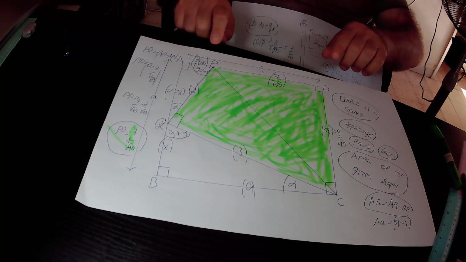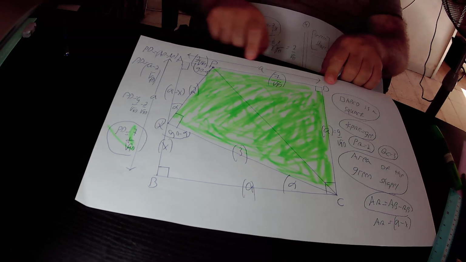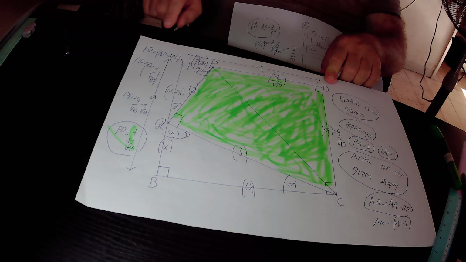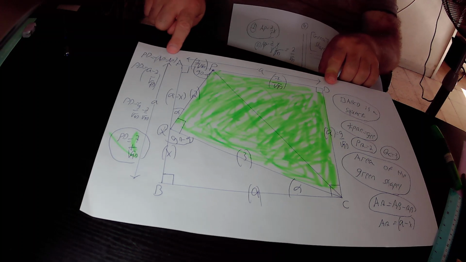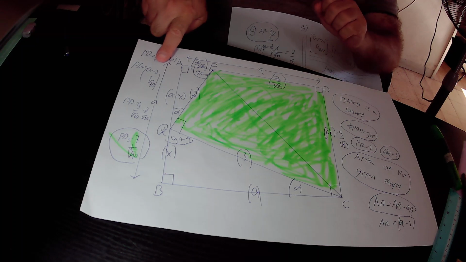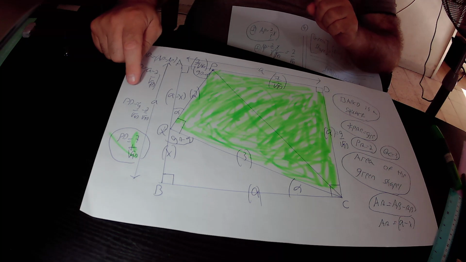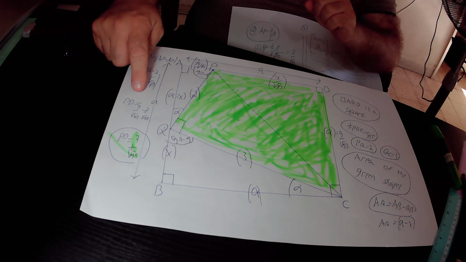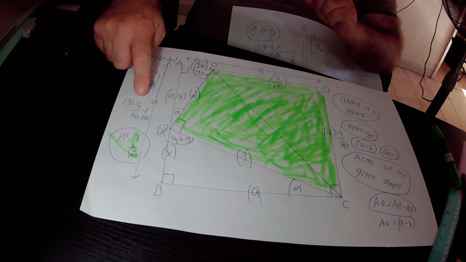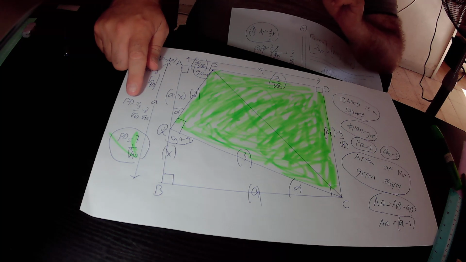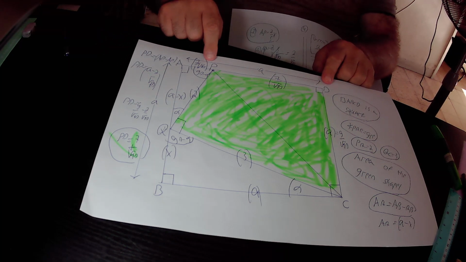What is the length of PD? PD equals AD minus AP. Repeat again, PD equals AD minus AP. So PD equals AD, that is 9 over square root of 10, minus AP, that is 2 over square root of 10. 9 over square root of 10 minus 2 over square root of 10 is 7 over square root of 10. So in total we found out that PD equals 7 over square root of 10.